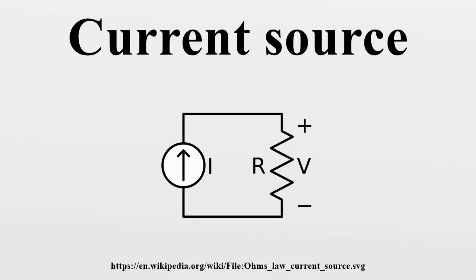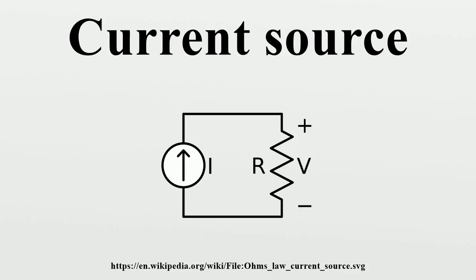A current source is an electronic circuit that delivers or absorbs an electric current which is independent of the voltage across it. A current source is the dual of a voltage source. The term constant current sink is sometimes used for sources fed from a negative voltage supply. Figure 1 shows the schematic symbol for an ideal current source driving a resistor load.